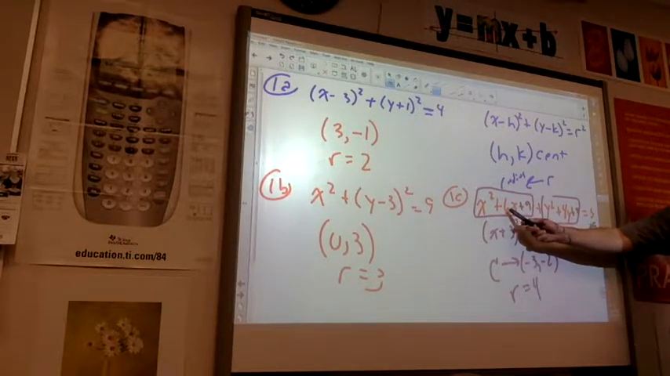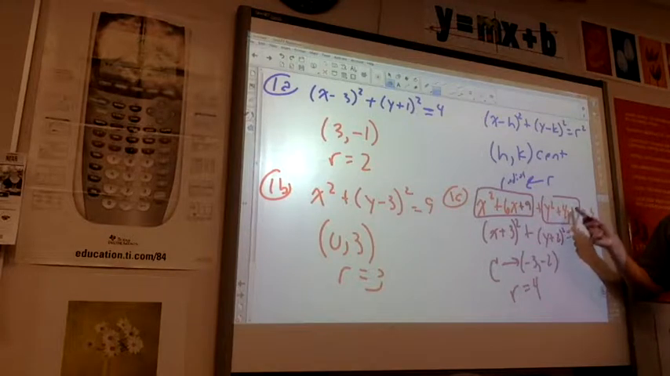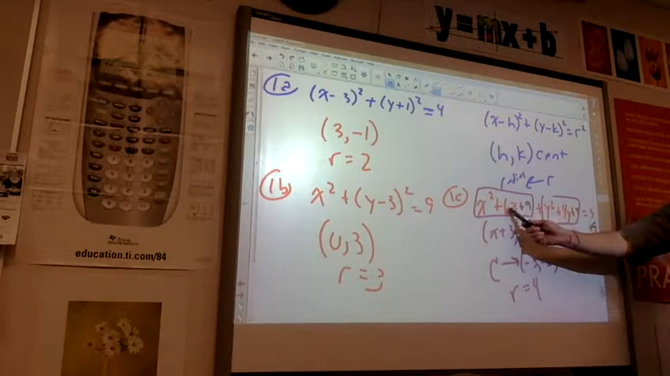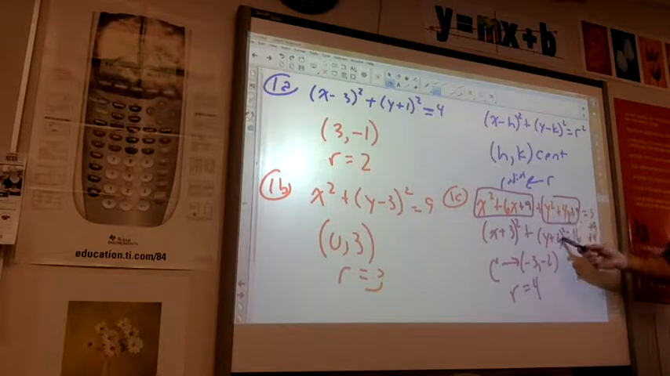What's half of this? Square that, add it. What's half of this? Square that, add it. Make sure you add it to both sides. The nice thing is when you say what's half of this, it goes here. What's half of this? It goes there.